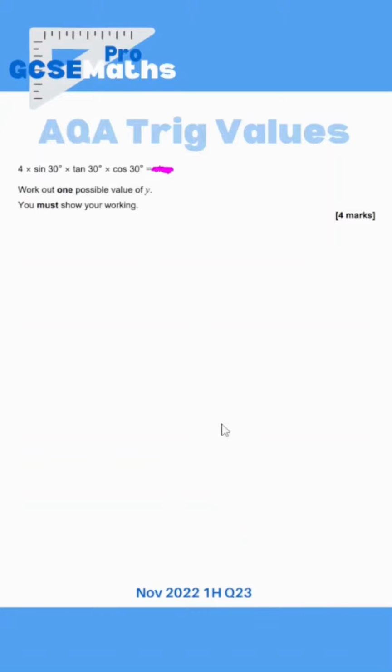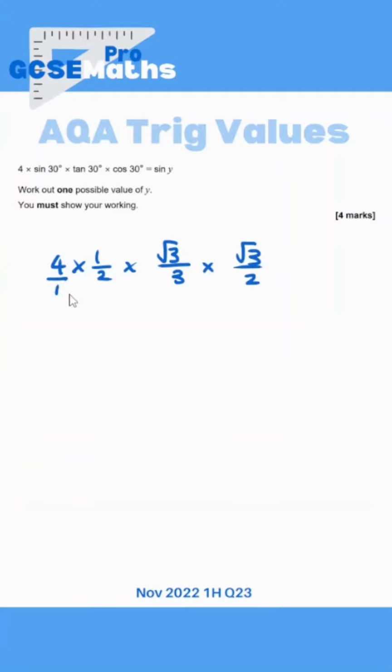Okay, don't worry necessarily about the question so far, kind of ignore this bit for now. Let's just focus on the left-hand side and let's input all of our trig values that we should have memorized by now. So we've got 4 times sine 30 is a half, times tan 30, which is root 3 over 3, times cos 30, which is root 3 over 2. Now let's multiply all of this.